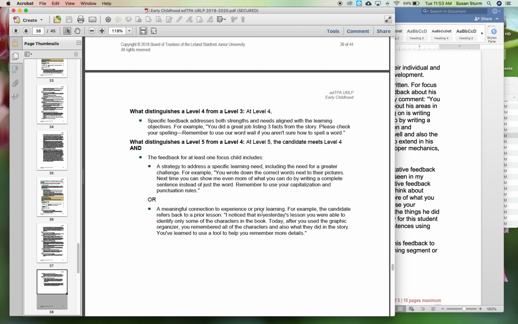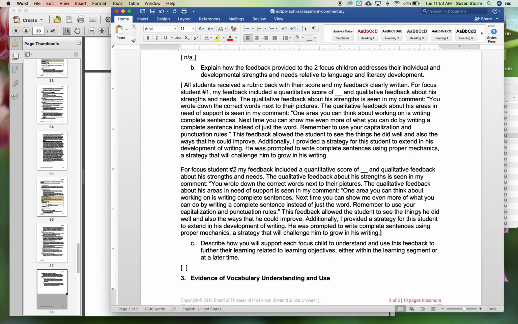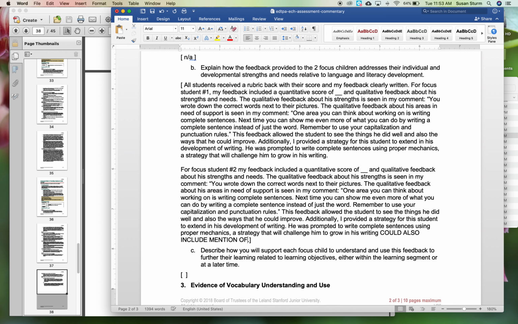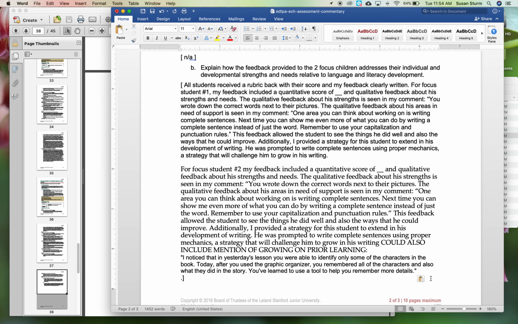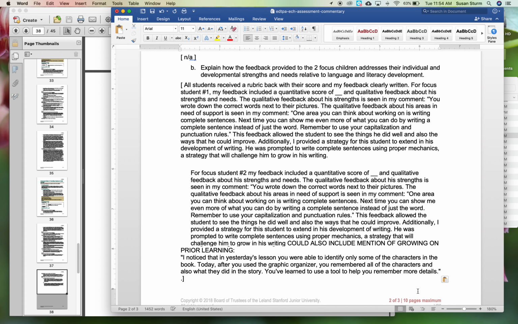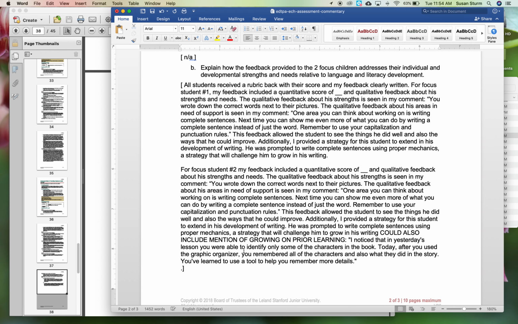What's this one? A meaningful connection to prior learning. Oh, that's another way. I noticed in yesterday's lesson you were able to identify only some characters. Today you remembered all of them. You've learned a tool to help you remember more details. That's another good way. Could also include mention of growing on prior learning. And then an example of that I'm just going to paste here for you to see. So that's another way that you could write that response. So lots of options there.